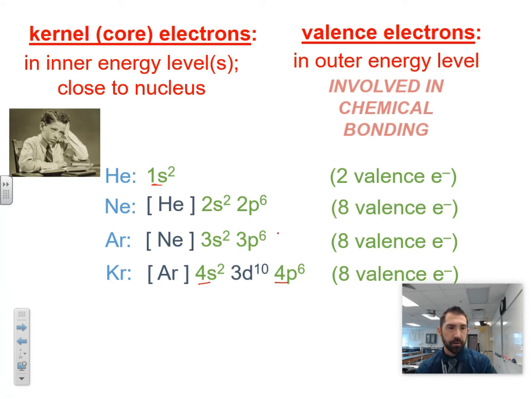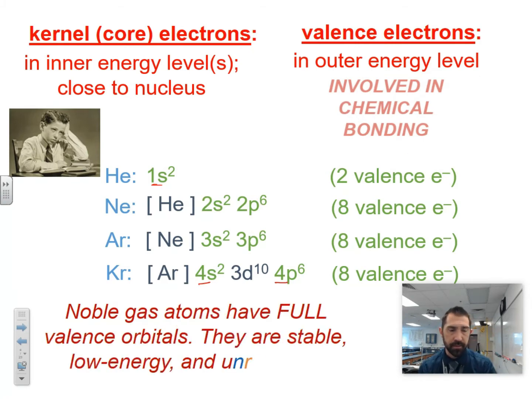So just take a peek here. Notice that you have a full s and a full p. We had talked about before that noble gases are stable and unreactive and low energy. But now you realize it's because they have a full s and a full p. So notice that each of these, again, helium being the exception, has a full s and p. d's do not contribute, at least in the way we are talking about this, to the valence electron count.